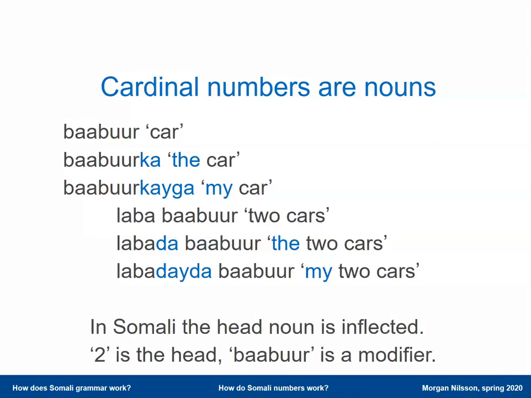Numerals are not really necessary in Somali as a word class. They function exactly in the same way as nouns do. And the head of these phrases, two cars in Somali, laba babur, is the word laba, and babur is added as a modifier. It's not the same as in English, where we said the car is the head word, and two is additional information. In Somali, it's the other way around, so that two is the head word, and babur, the cars, are additional information added to the number two.